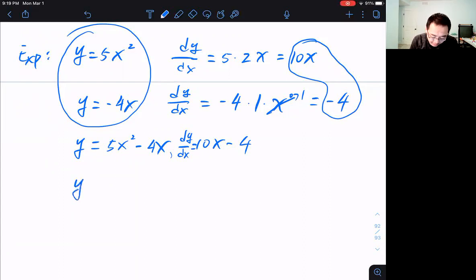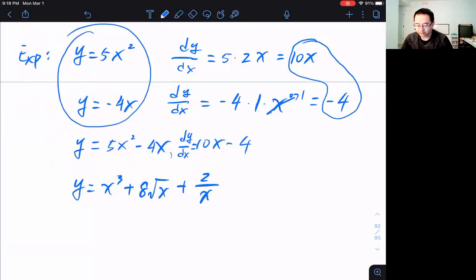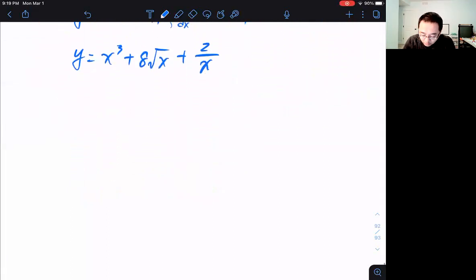All right, one more. What if y equals x to the third plus 8 times the square root of x plus 2 over x? How do we do this function's derivative? Again, these are just sums of a bunch of simple derivatives, so we just need to take the derivative of each one and add them up. To help you see more clearly, I'm going to change these into x with their specific powers so you can see.